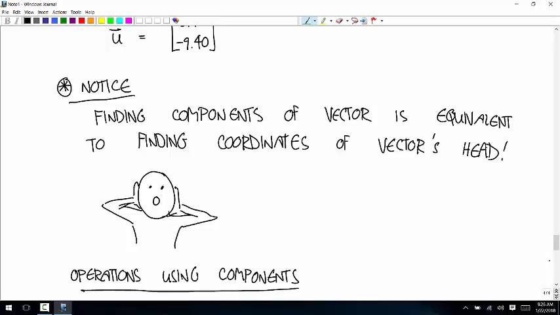Does Victor have a tail? Yes, he does. I didn't draw it, but he's a little short. Yeah, he has a small magnitude.